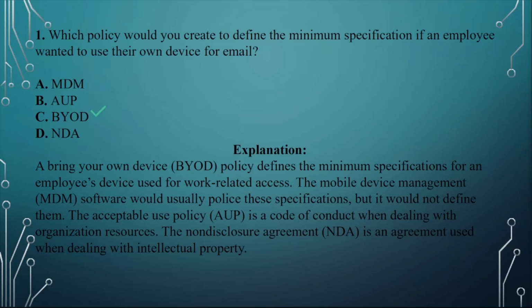So this policy defines the minimum specifications for an employee's device used for work-related access. The mobile device management, MDM, will usually police these specifications, but it will not define them. The AUP, Acceptable Use Policy, is a code of conduct when dealing with organization resources. And the NDA, Non-Disclosure Agreement, is an agreement used when dealing with intellectual property.